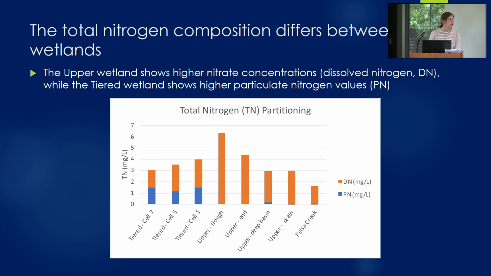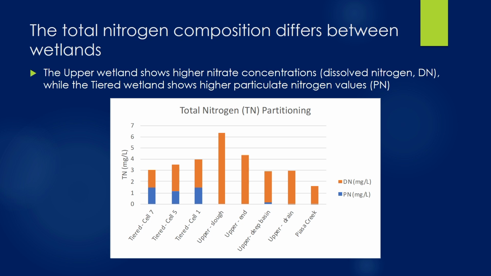When we look at the total nitrogen composition and break it down, we see some interesting differences between the two wetlands. Here in this graph, I have the total nitrogen, broken down into dissolved nitrogen, or nitrate, in orange and particulate nitrogen in blue. The 3 bars on the left represent the tiered wetland cells, and as we can see, those are higher in the blue, higher in particulate nitrogen.